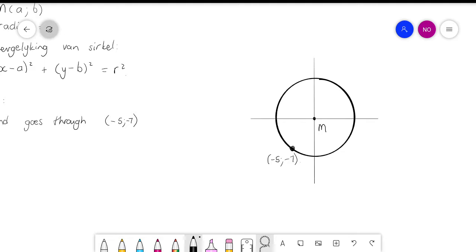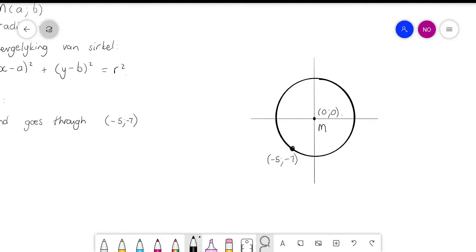Ons skoor die middelpunt. Do we have the midpoint? Do we have the coordinates of the midpoint? If it's on the origin, yes you do, because the coordinates at the origin is 0 and 0. Nee? So het ons die waarde van A. Wat is die waarde van A? 0? Nee? Wat is die waarde van B? Ook 0. Okay? So, tick on that.